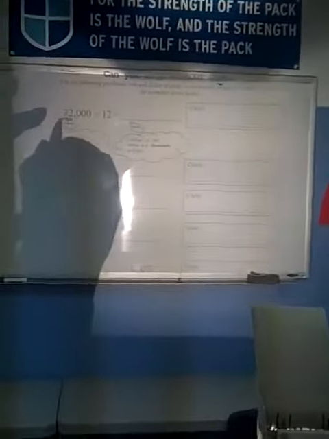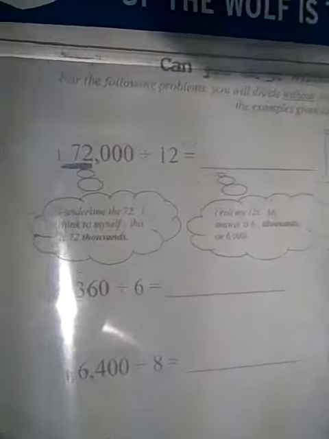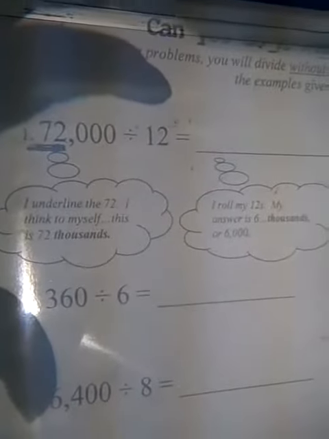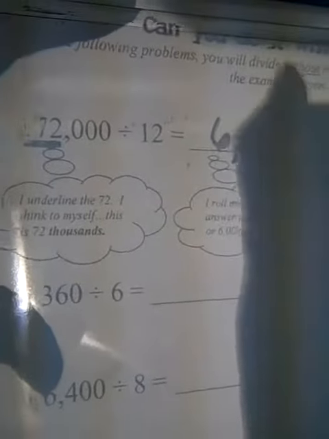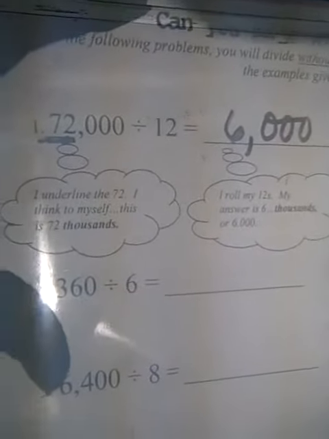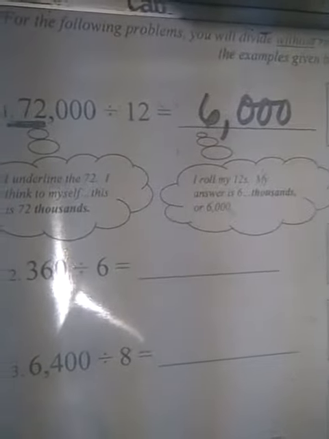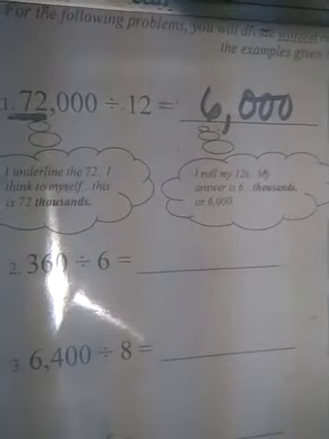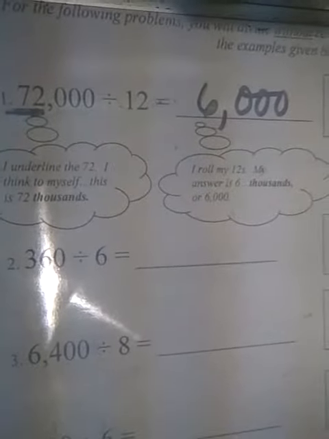So underline the 72. I think this is 72 thousands. I divide by 12. My answer is 6. And I have to remember that that's still 6 thousands, which is worth 6,000. And again, they're checking with multiplication. So we did a few mad minutes like this. We did a lot of practice on homework with this. And this was definitely the place where everyone needed to get before they were able to do long division.